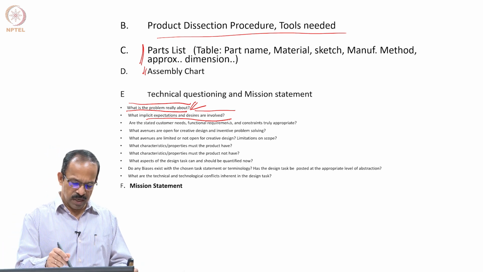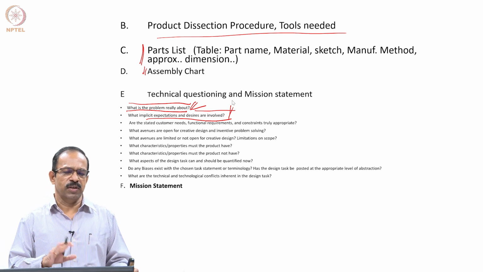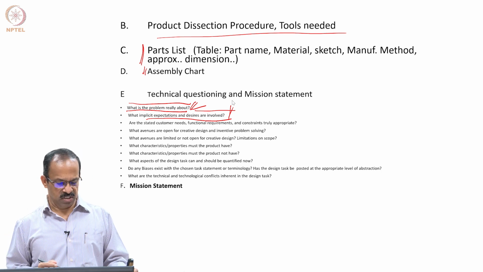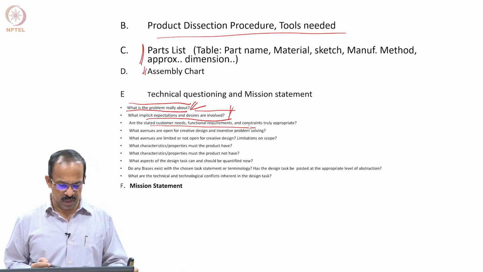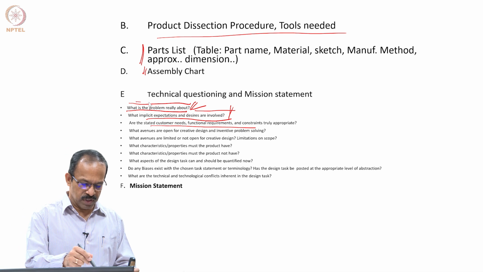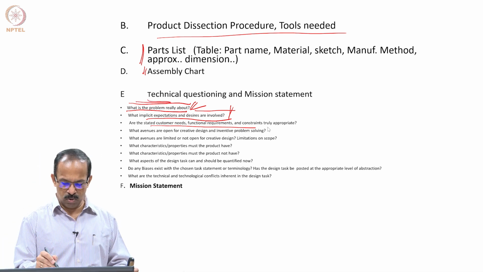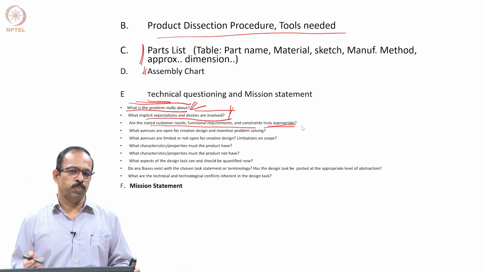So, these are some of the basic expectations, and you expect that it will be working on electricity. These are the implicit expectations, and then you take up questions like, are the customer needs, requirements and constraints truly appropriate? This is based on the problem that you have and the expectations of the customer. You have very limited knowledge at this stage, but still as a group you will be able to answer this question.